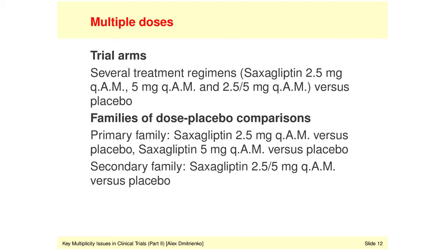And the 3 dose-placebo comparisons were grouped as you see on the slide. The comparisons of the fixed doses versus placebo were included in the primary family, and they were followed by the secondary family that included a single comparison. That was the comparison of the titration regimen versus placebo. I would like to mention that this is actually a simplified version of the testing strategy compared to the strategy that was employed in this phase 3 trial.